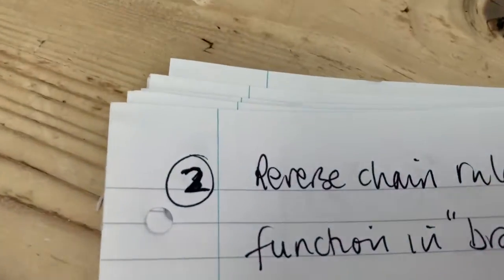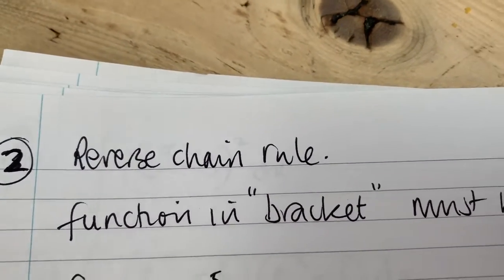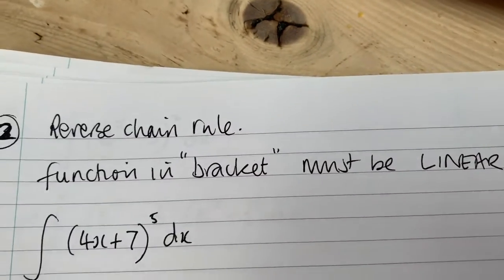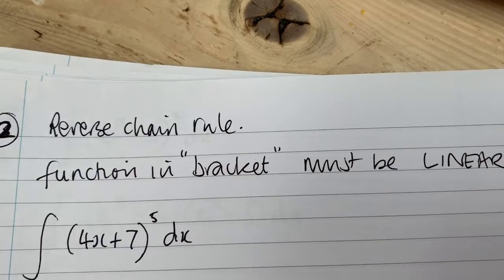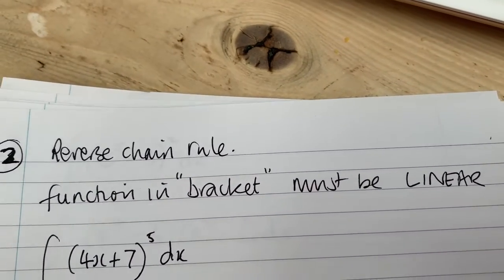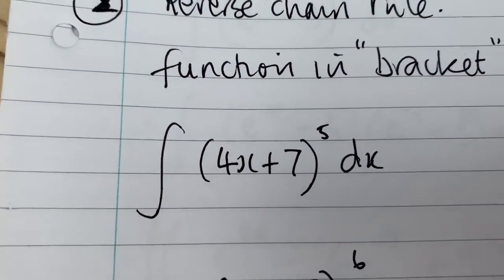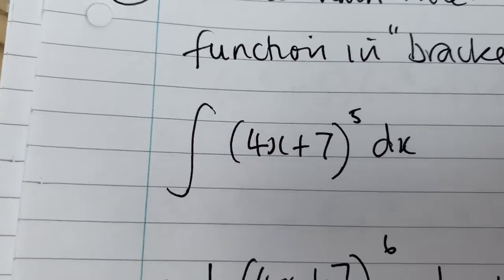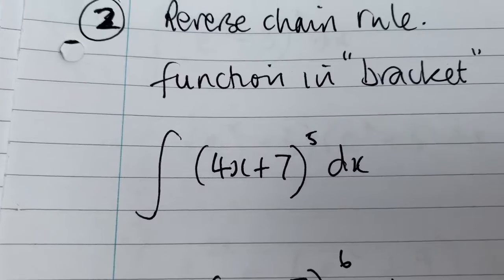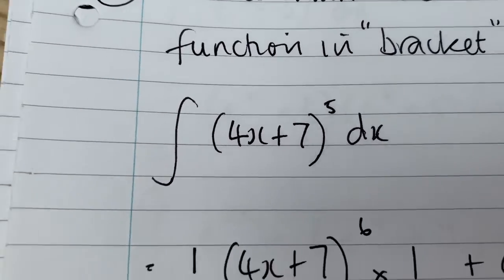Right, second type, reverse chain rule. Now you can use reverse chain rule if the function in the bracket, and I've put bracket in inverted commas because it might be a square root, or it might be written in a different way, if the function in the bracket is linear. So here's an example of an integral you can do using reverse chain rule, where you simply raise the power by 1, divide by that new power, and divide by the derivative of that bracket.